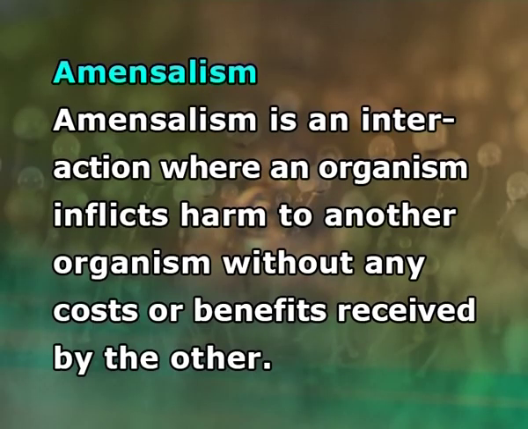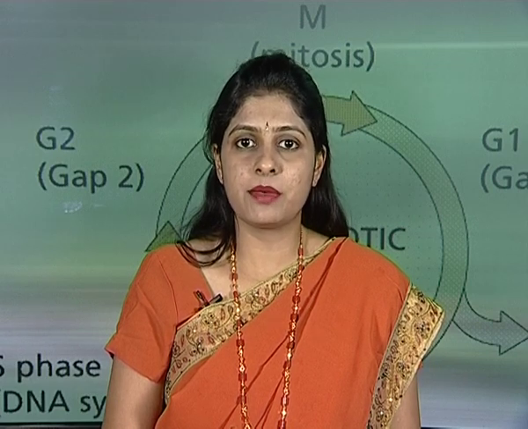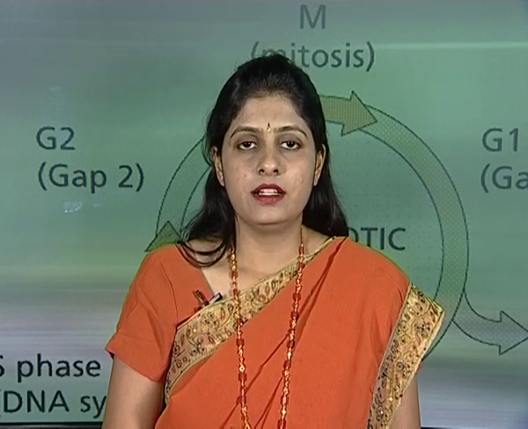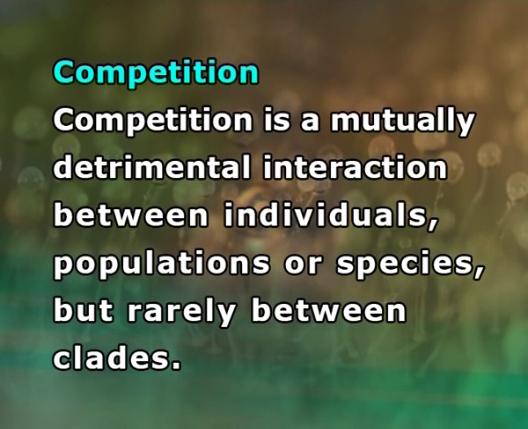Let us now look at amensalism. Amensalism is an interaction where an organism inflicts harm to another organism without any costs or benefits received by the other. A clear case of amensalism is where sheep or cattle trample grass. Whilst the presence of grass causes negligible detrimental effect to the animal's hoof, the grass suffers from being crushed. The next is competition. Competition is a mutually detrimental interaction between individuals, populations or species, but rarely between clades.